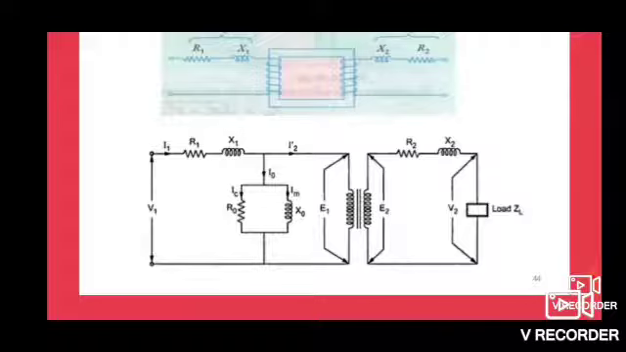E1 is the primary induced voltage and E2 is the secondary induced voltage, R2 is the secondary resistance, X2 is the secondary reactance, V2 is the secondary load voltage, that is the terminal voltage or output voltage V2. Load is ZL. It is the equivalent circuit of a transformer on load, both referred to primary and secondary.